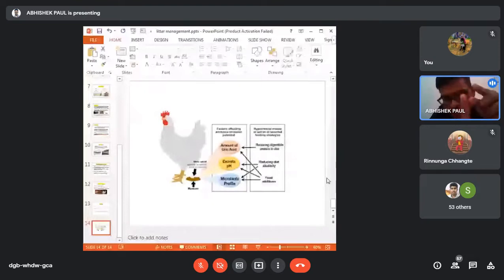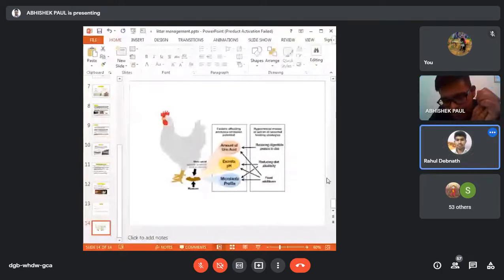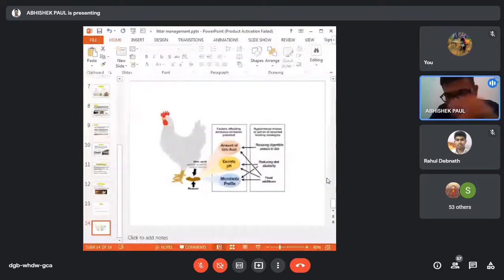Bedding material is like paddy husk, sawdust, wood shaving. Wood shaving means, what is wood shaving, Rahul? Sir, after shaving the wood. Yes, wood shaving is the material left after shaving the wood, just like we shave ourselves. So wood shaving can also be used as a bedding material for poultry. These are the examples of bedding material, and with manure you can call it litter material. I hope this is clear for you, isn't it?